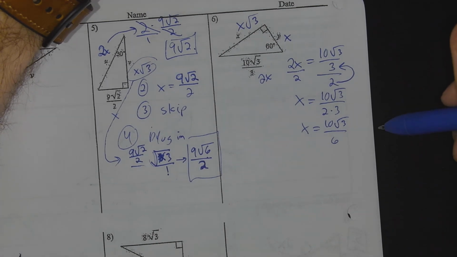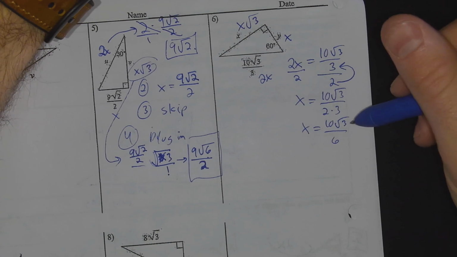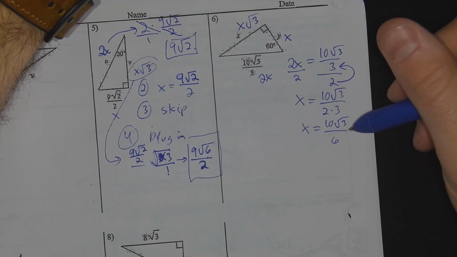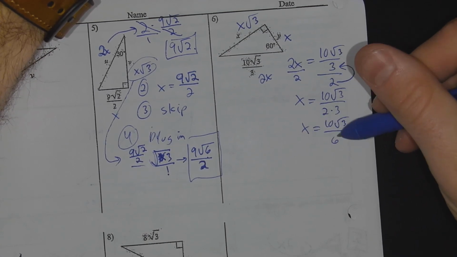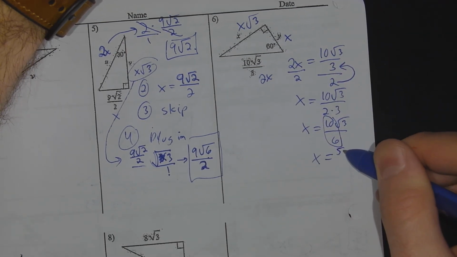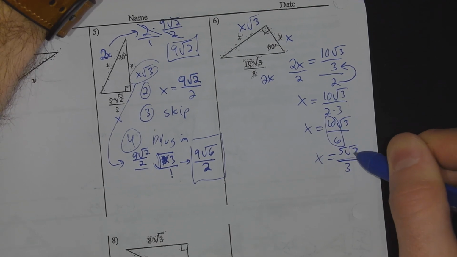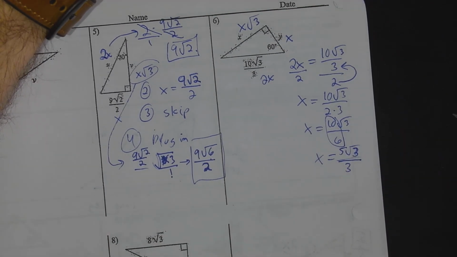Going through your checklist now, make sure that the radical can't be simplified. Root 3 cannot be. And then make sure the numbers on the outside can't be simplified. In this case, they can. 10 over 6 can be simplified to 5 and 3. So 5 root 3 over 3. So I finally got my x value. So step 3 took a little bit longer on this one, but it is done.